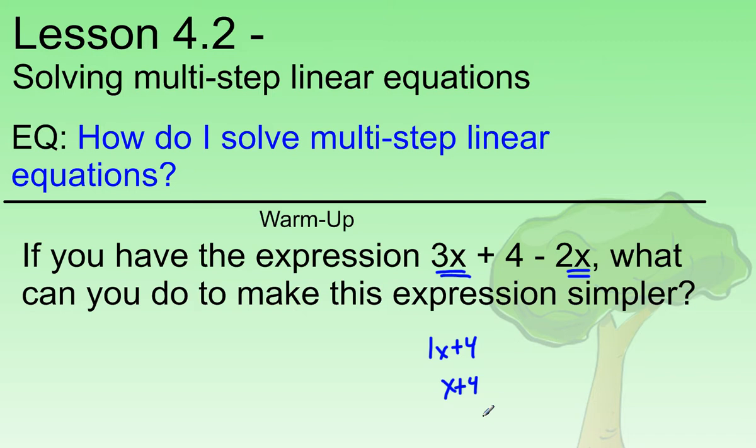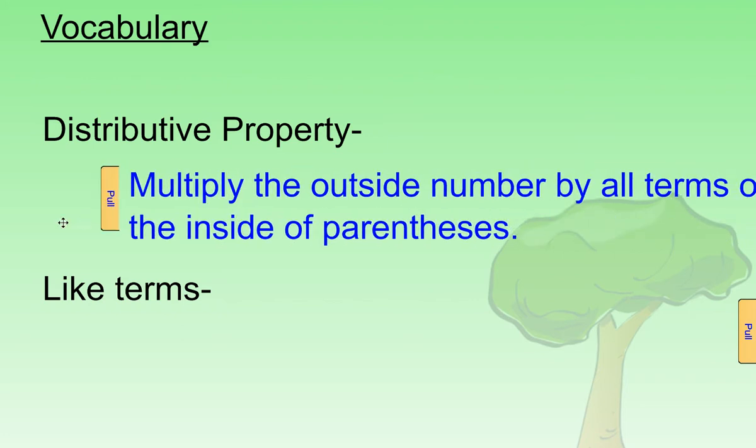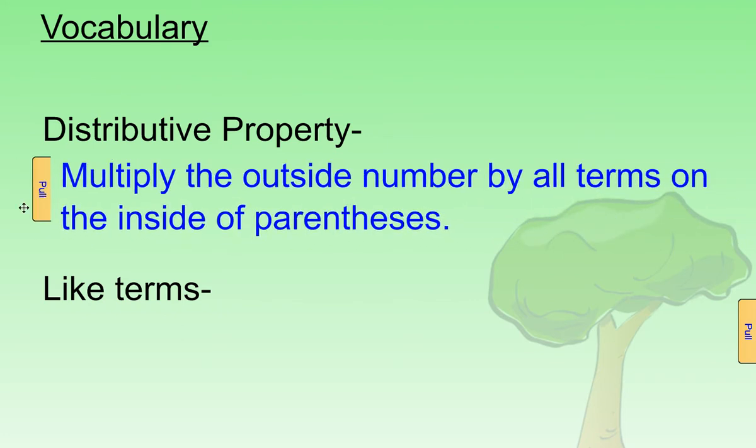Because a lot of this multi-step equation stuff, most of the beginning steps of this are to simplify your equations. So we have two vocabulary words here. The first of them is the distributive property. The distributive property is when you multiply the outside number by all the terms on the inside of the parentheses. That in itself probably means absolutely nothing to you.